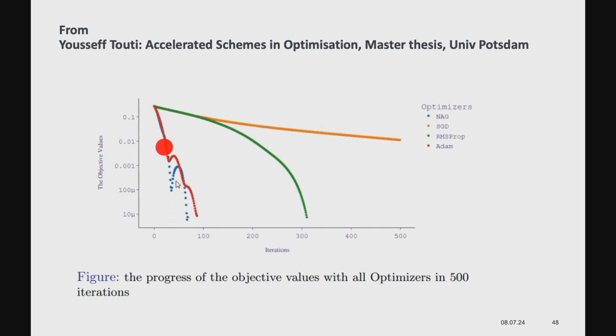Then the red one is Adam, and the blue one I think was Nesterov Adam. And you see how much quicker this Adam performs compared to the established methods and the vanilla version. So this is really orders of magnitude faster convergence with these improved methods. And that's, of course, the reason why you should use it.